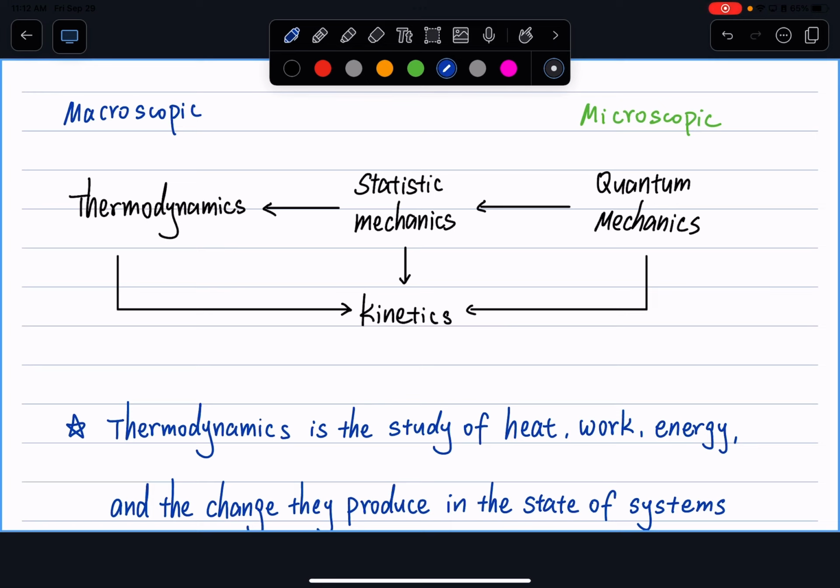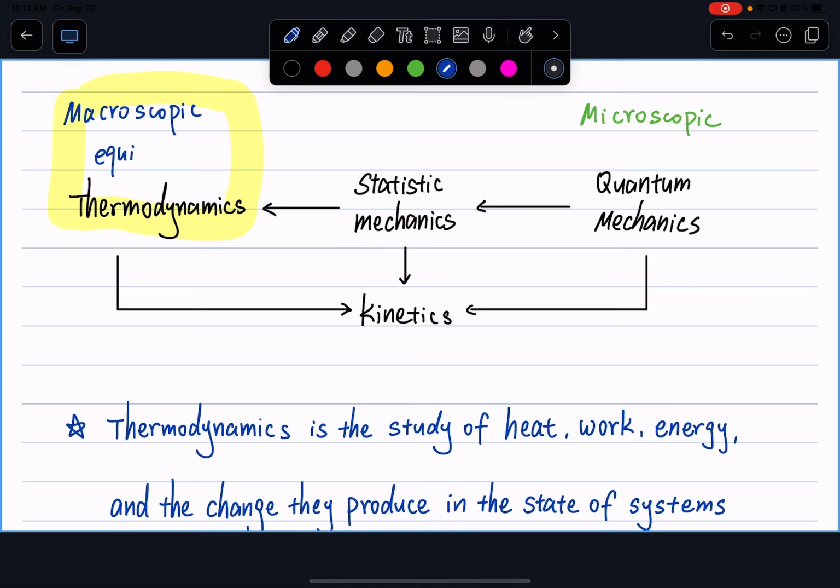Now, in between, we have statistical mechanics that links thermodynamics and quantum mechanics, but we won't spend too much time on it. We will likely focus on the macroscopic end of the spectrum. We will mention a little bit about the atomic nature and what some of the thermodynamic terms mean, but we'll focus on the macroscopic spectrum.